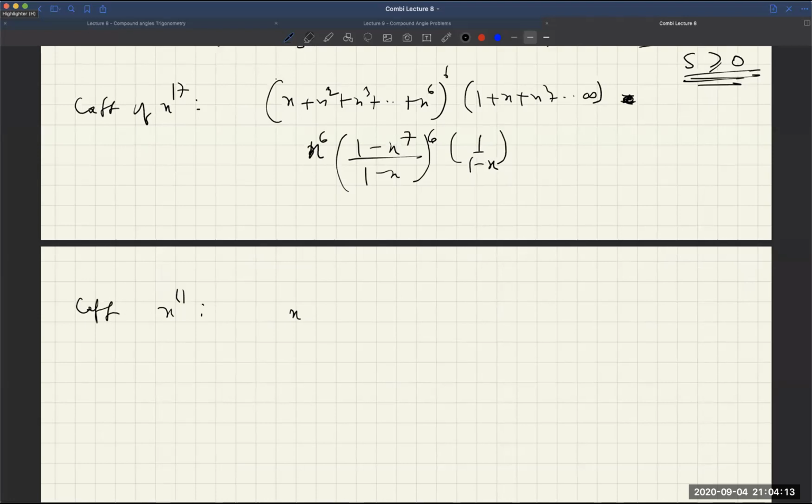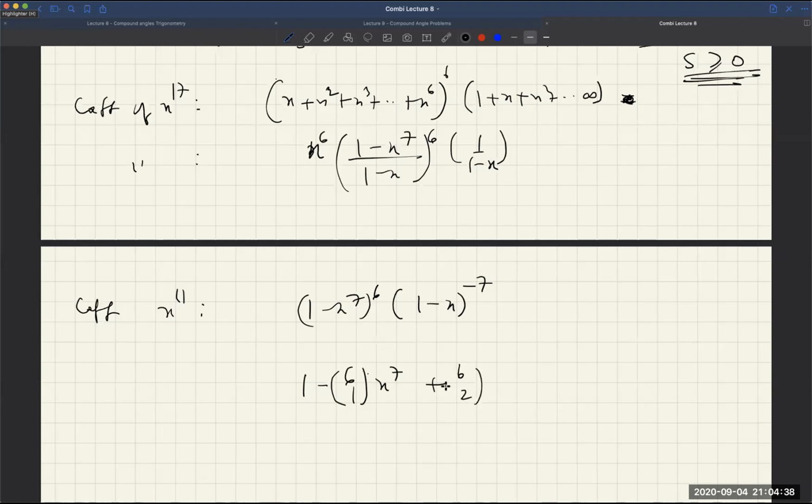If I just try to balance this x raised to 6, I took x raised to 6 out of this, so 1 minus x raised to 7 raised to 6 into 1 minus x raised to minus 7. Okay. So if I see the expansion of this, I'll get the terms as 1 minus 6 choose 1 x raised to 7 plus 6 choose 2 x raised to 14. So those terms are useless.